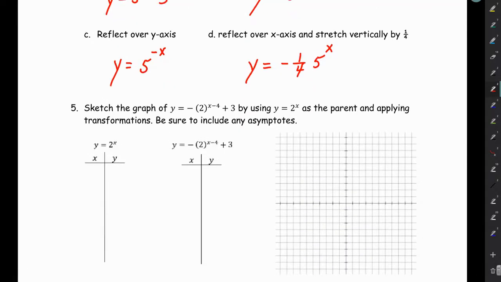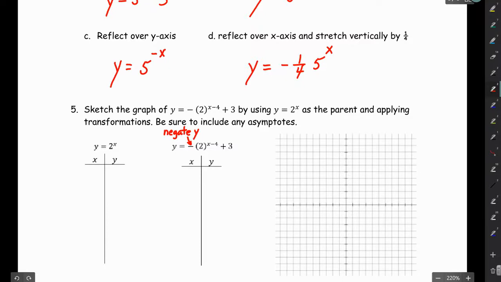Okay, so number 5, sketch the graph by using y equals 2 to the x as the parent and applying the transformations. All right, so we just want to note really what's happening here. This negative in front, that means that we're going to negate all the y values. We're going to make all the y values in the parent function become negative.